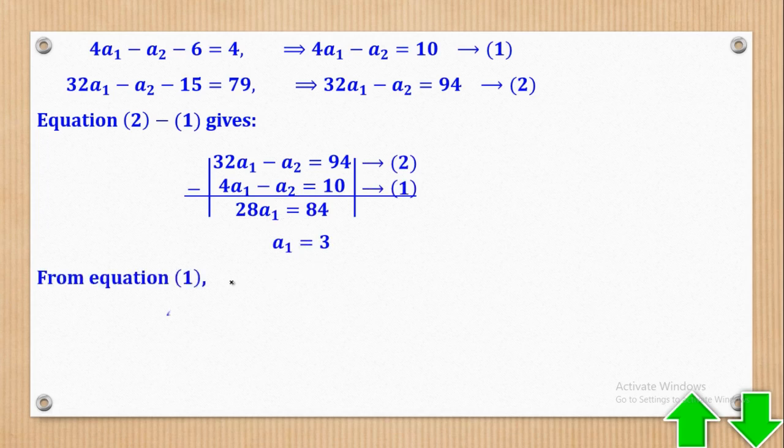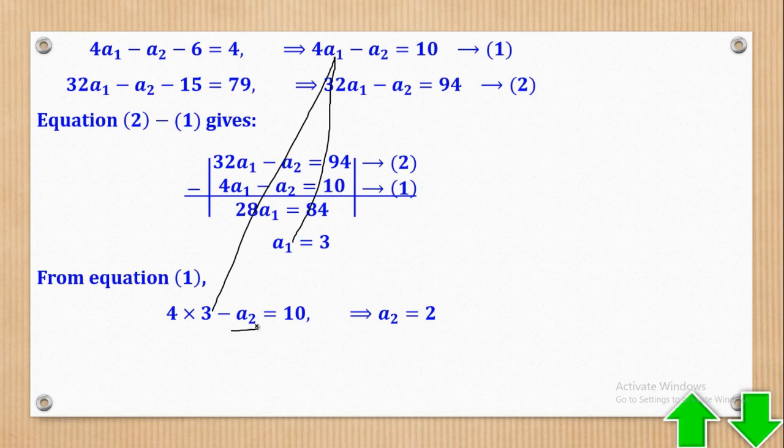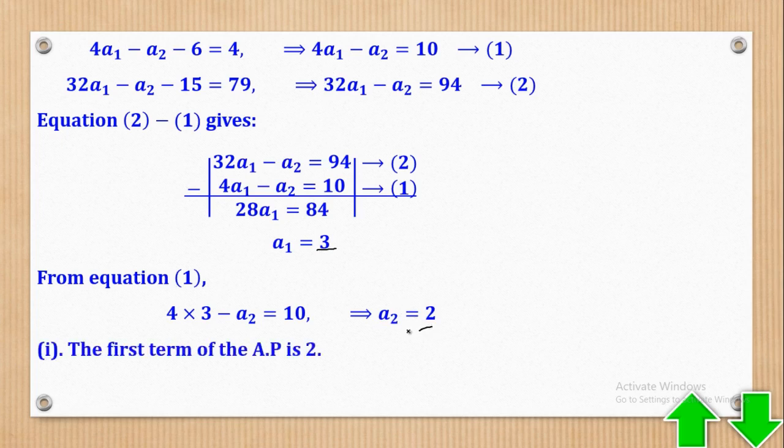Then from equation 1, I'll realize that when I substitute for A1, this A1 is 3, so put 3 here to come up with that. Therefore, remain with A2 as the only unknown, and in the end, A2 will be equal to 2. So now that we have got A1 and A2, we can now come and conclude that the first term of the AP is 2 and the first term of the GP is 3.